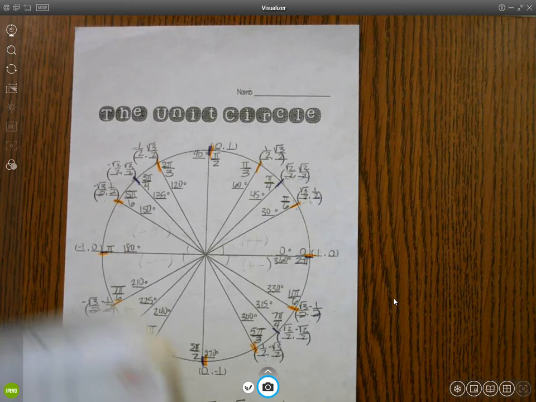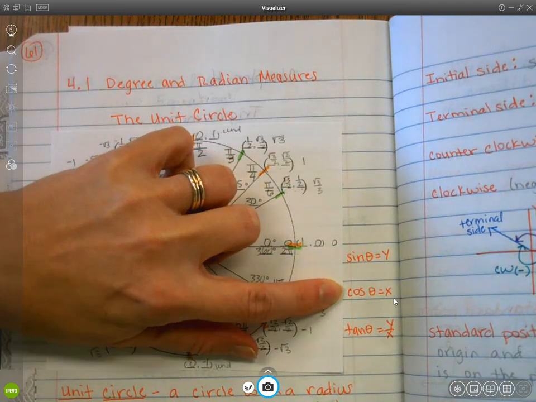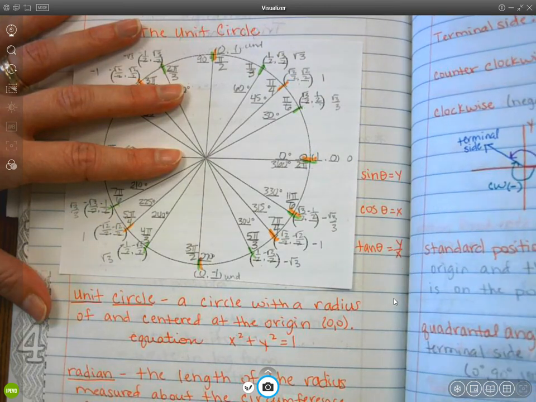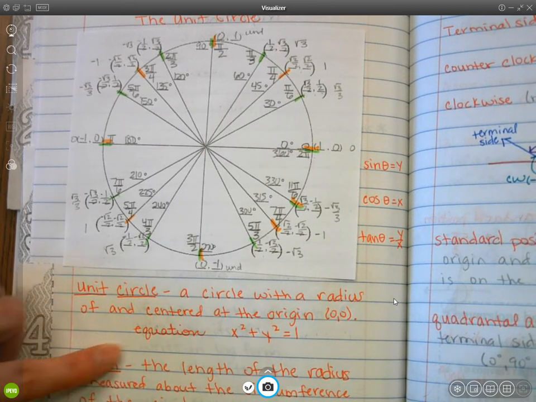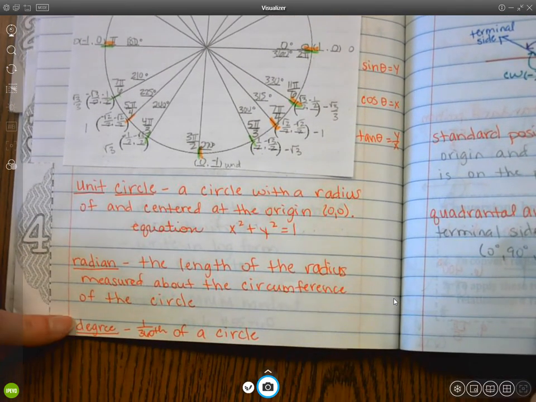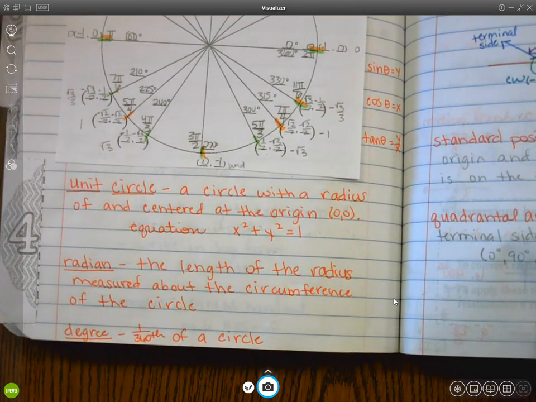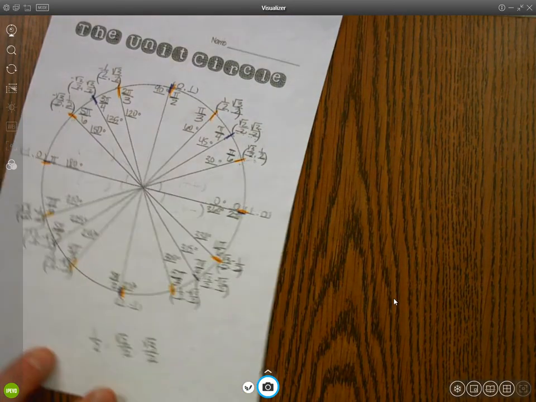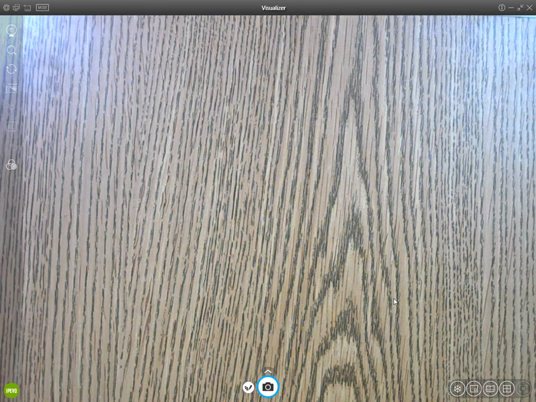So you're going to study the unit circle. You're going to need to know that sine is the y, cosine is the x, tangent is y over x. You're going to need to know the definition of a unit circle and the equation of the unit circle. You're going to need the definition of a radian and the definition of degree. So we've discussed all of this in multiple videos and in class. So make sure that you're studying all of those things. I will have a blank unit circle that looks exactly like the test attached to the Google assignment, so make sure that you print that as well.